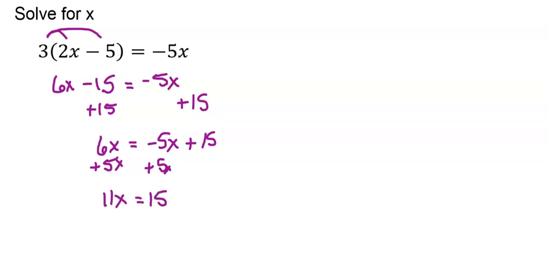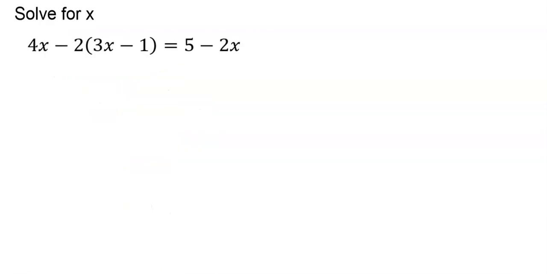And then 11 is multiplying the x. We want to isolate that x, so we'll divide both sides by the 11, and we get x equals 15/11. Now there's no need to change that to a decimal. I suppose we could write it as a mixed number if we wanted to. It's simplified already. There's nothing that divides into both 15 and 11, so I'm going to leave it as the improper fraction, 15/11.